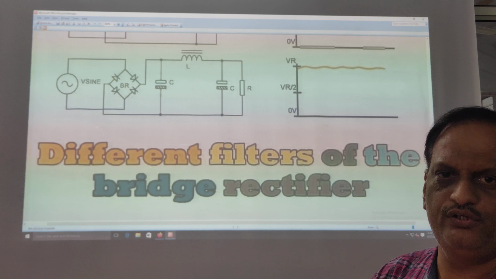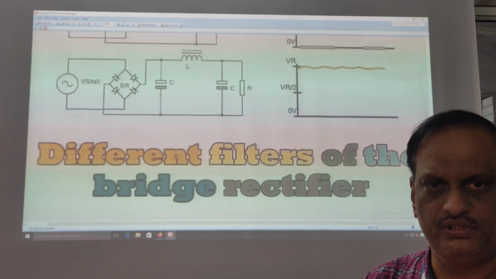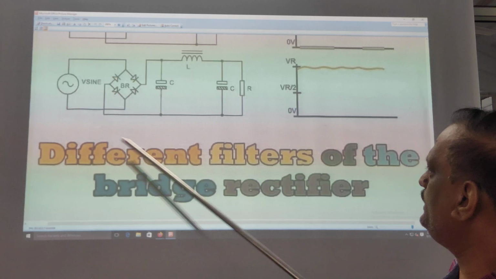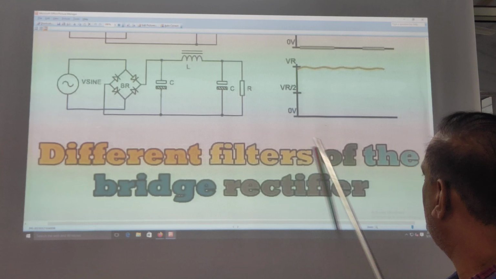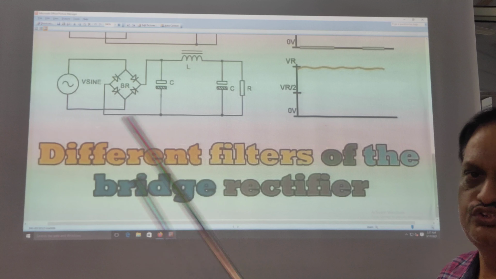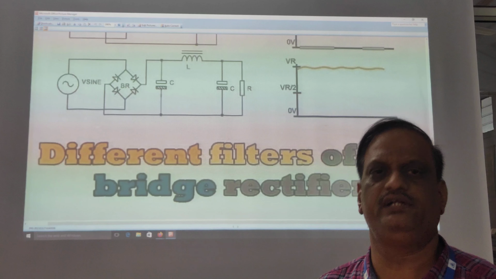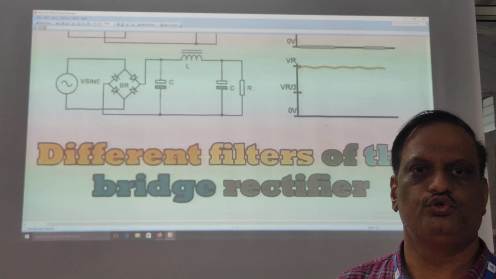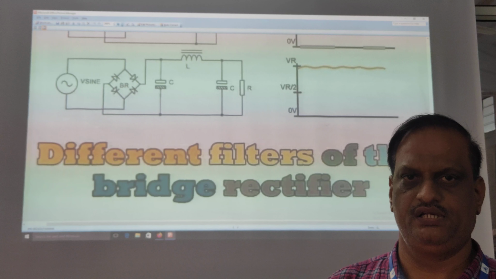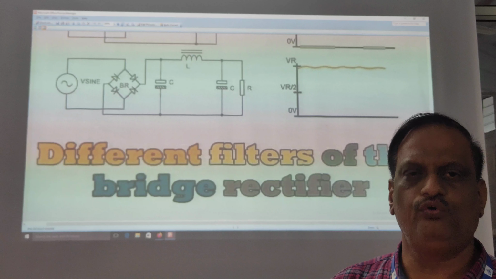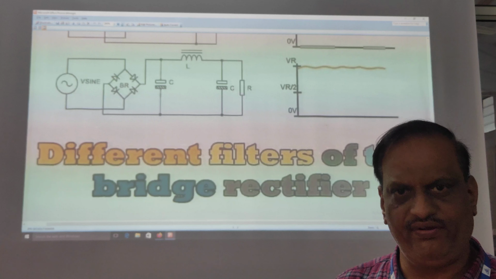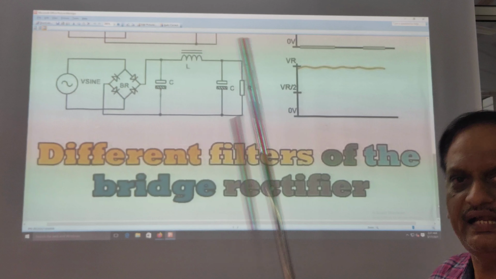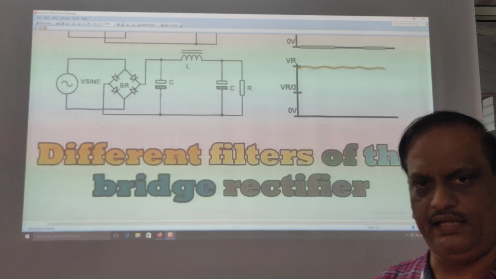So what we have studied today is the effect of filters. What is the effect of different filters on the bridge rectifier? You have a rectifier and you want to generate the DC voltage, but that DC voltage may be pulsating. If you change the filters and their values, how is that filter going to affect the output DC voltage generated across the load resistance? That is what I wanted to tell you.